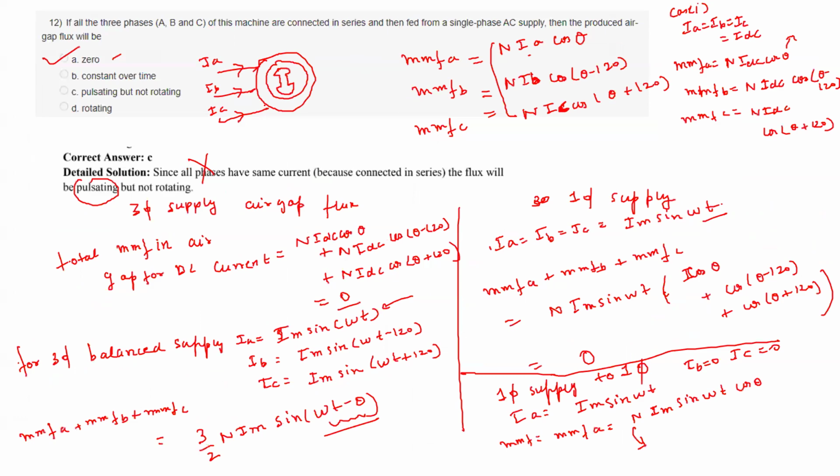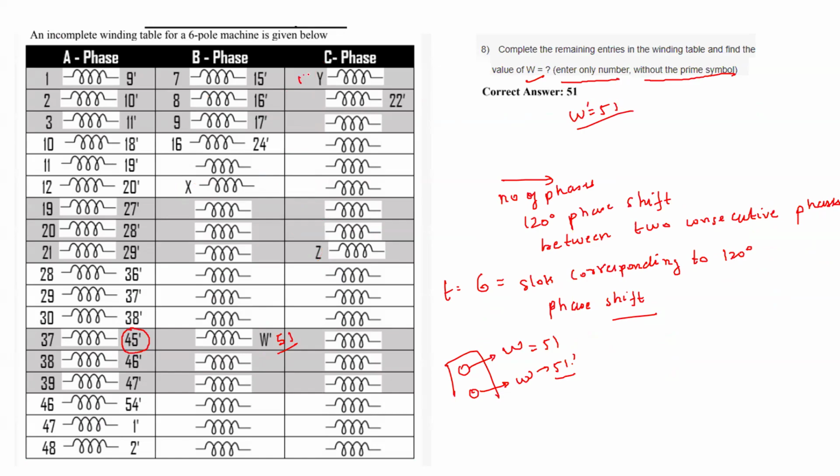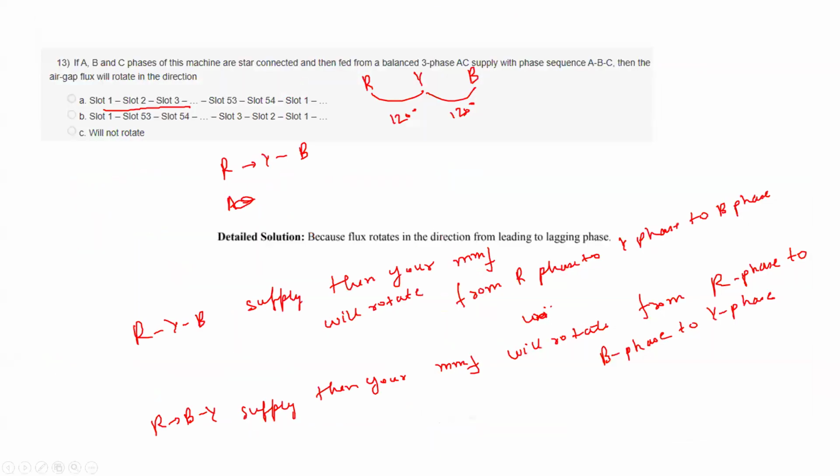You see the slot number also. You see how the slot numbers are. This was 13, remember? First A phase came, then B phase came, and then C phase is coming. That is why here also it is slot 1, slot 2, slot 3, and then again B phase will come, and then C phase slots will come. That is why you have to select option A.